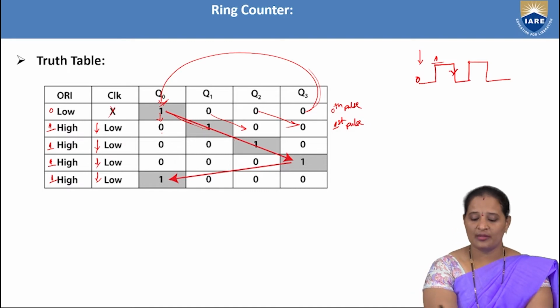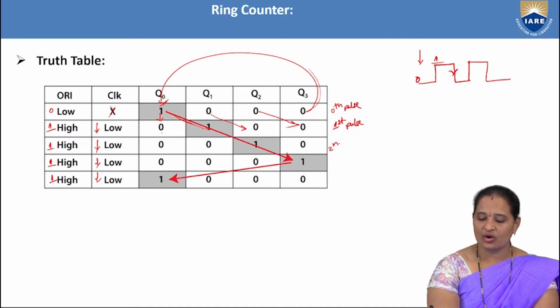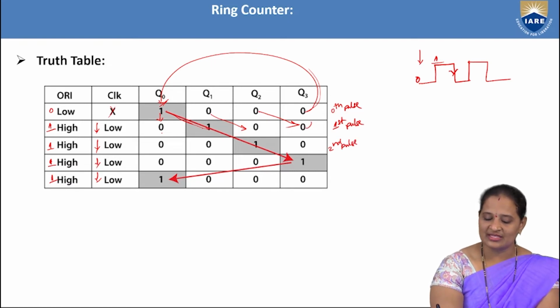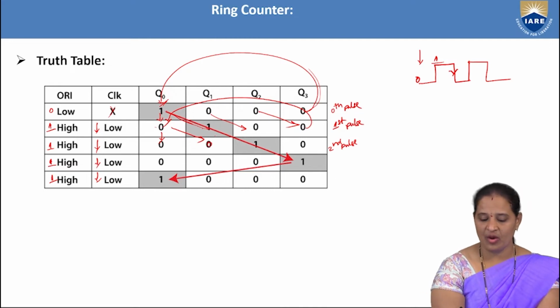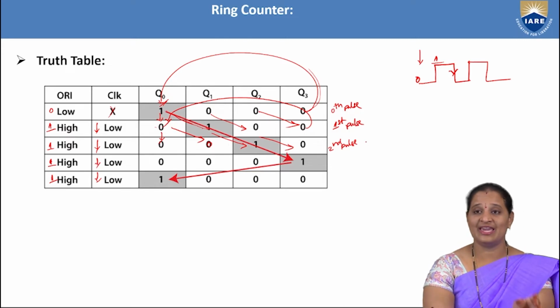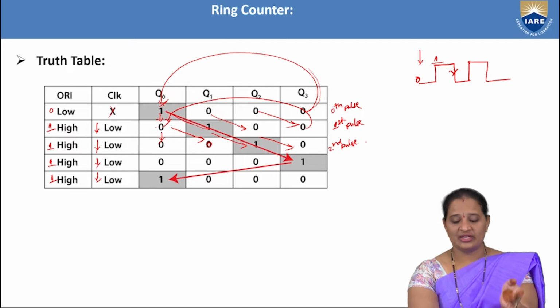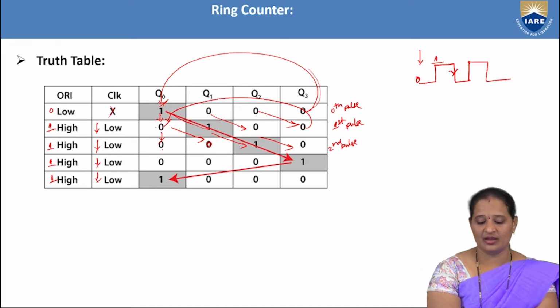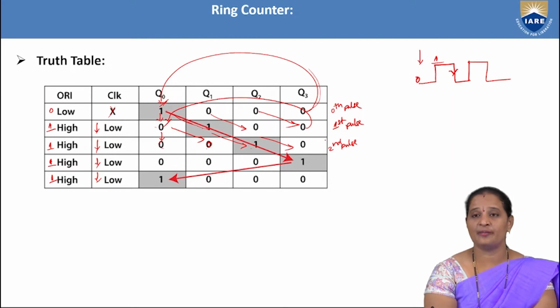And now during the second clock pulse, what happens? Again this 0 will be pushed here. Whatever data is stored in that will be pushed to the next flip-flop, and this will be pushed here, and this will be pushed here. That means in the second pulse, the data stored in that group of flip-flops is 0, 0, 1, 0.